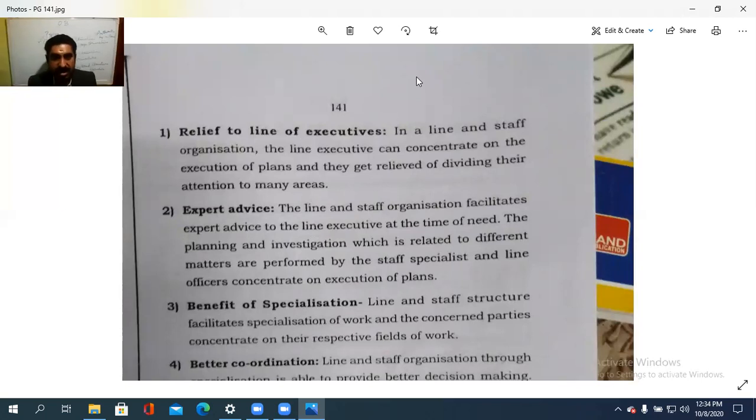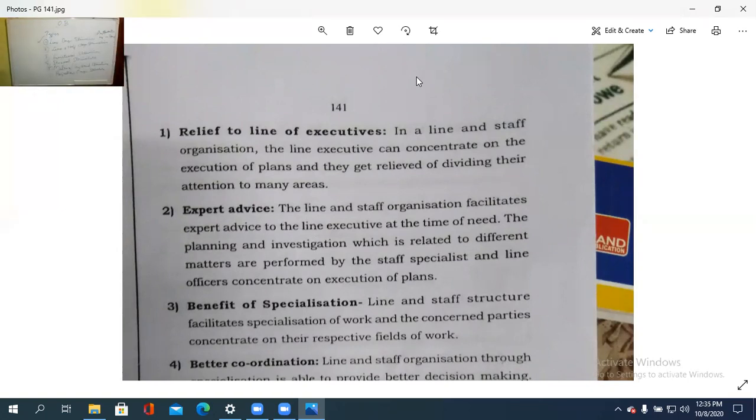So in a line and staff organization, the line executive can concentrate on the execution of the plans and they get relieved of dividing their attention to many areas. പല ഇതിലോട്ട് അവർക്ക് അറ്റൻഷൻ കൊടുക്കേണ്ടതാണ്, ശ്രദ്ധ കേന്ദ്രീകരിക്കണം. അപ്പൊ എന്തെങ്കിലും ഒന്ന് പ്ലാൻ എക്സിക്യൂട്ട് ചെയ്യാനും പല കാര്യങ്ങൾ ചെയ്യാനും ഒക്കെ they need to get advice from the others so that they have a relief with regard to such thing.